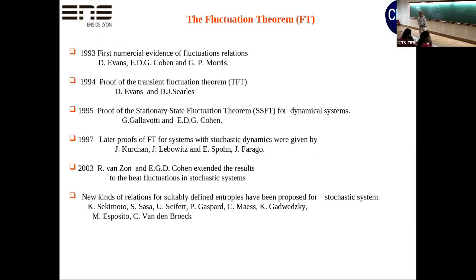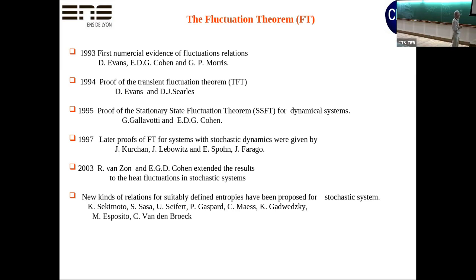Okay. Just a short history of the fluctuation theorem. The first numerical evidence of the fluctuation relation came many years ago, in 1993, by Evans, Cohen, and Morris, in numerical simulations of molecular dynamics. Then in 1994, Evans and Searles proved a transient fluctuation theorem, the one I mentioned before, where you start from equilibrium and then switch on your torque. Then there was a more detailed proof, also based on dynamical systems, by Gallavotti and Cohen in 1995. And there were later proofs by Kurchan, Lebowitz, Spohn, Farago, and so on.